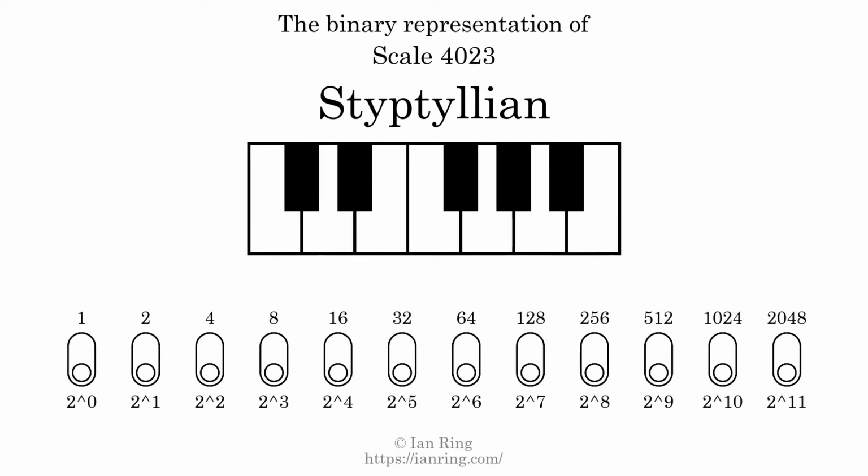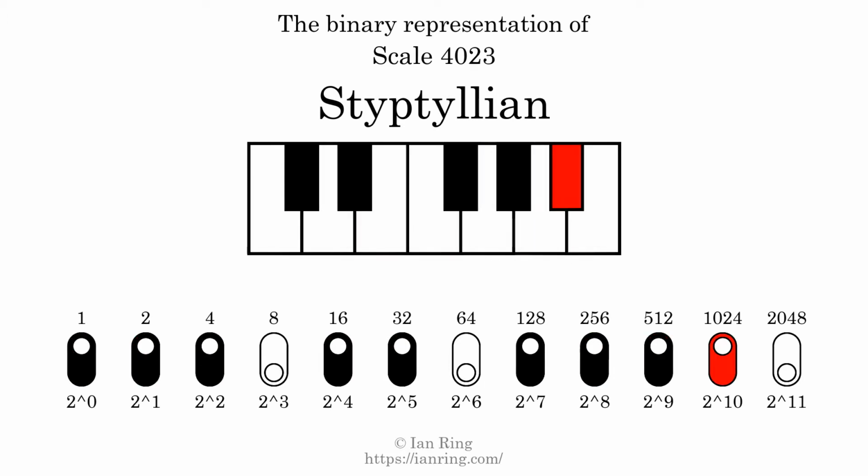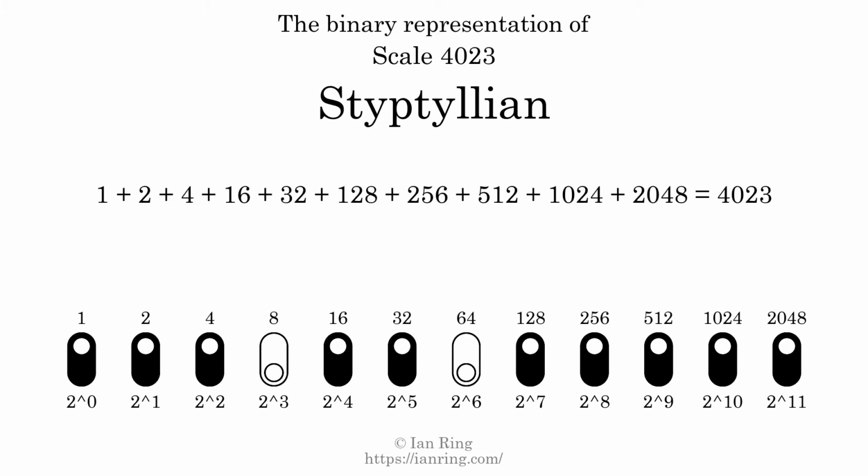The binary representation of this scale is determined by mapping tones of the scale to binary digits. Each binary digit represents a power of 2. To get the scale number, we add the powers of 2 together. The powers of 2 that are present in the scale, all added together, equals 4023. That is why the scale number, in decimal, is 4023.